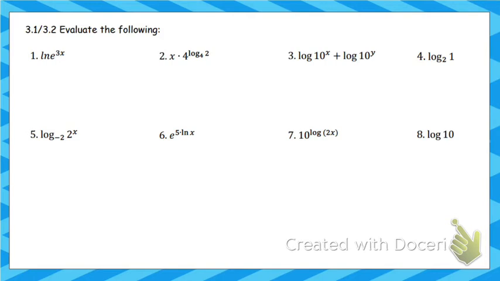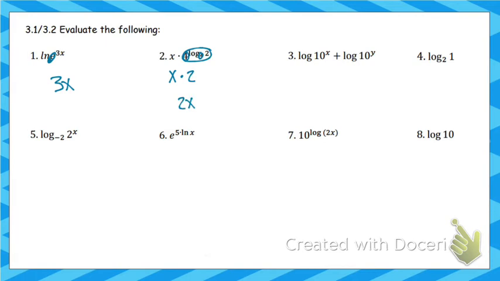So look at this first one, okay? ln, the base is e. The e and the e match, so your answer is just 3x. On the next one, 4 to the log base 4. Those match, so everything that's over there is just 2. So this is x times 2, or 2x.